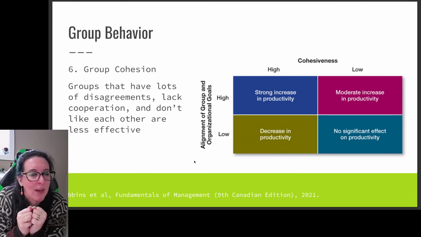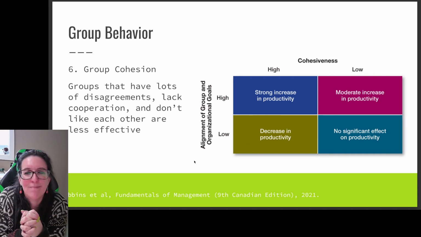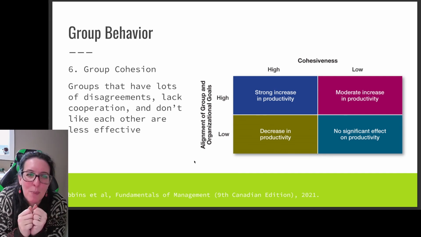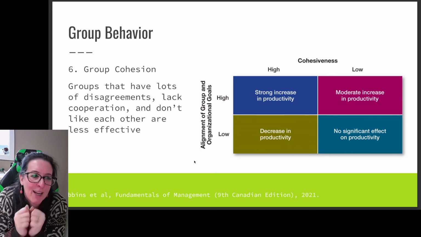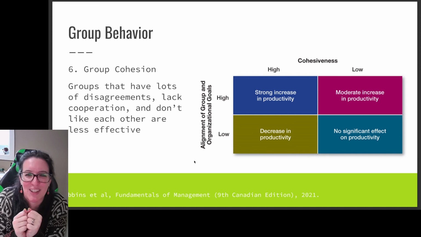If you have a group that has low cohesion, they don't like each other, they don't respect each other, they don't work well together, and they can't even agree on the goals the team is trying to achieve, productivity is really not going to be benefited here. If you have high cohesion, so we get along well, we cooperate, we agree, but we don't have alignment in terms of the goals, then we're working together, but we're working together in the wrong direction. And so we're not benefiting the organization.